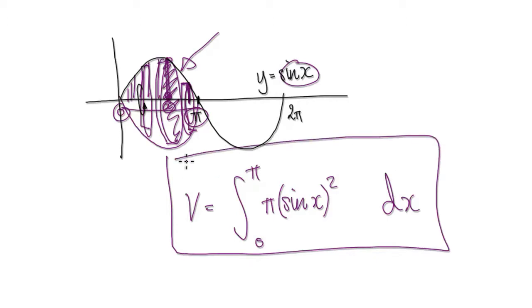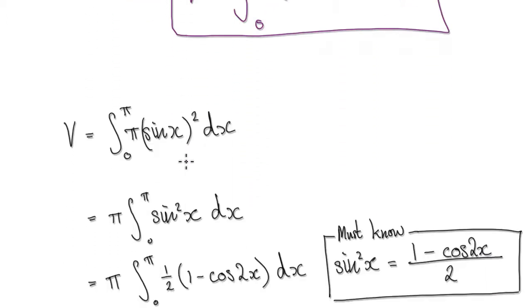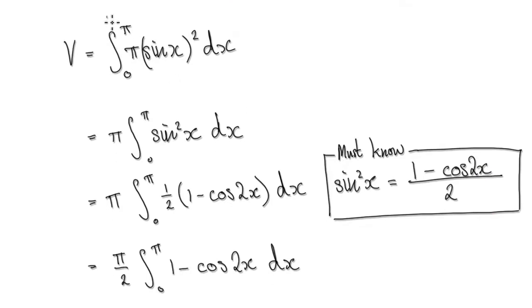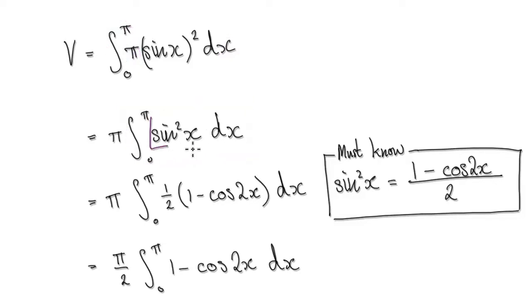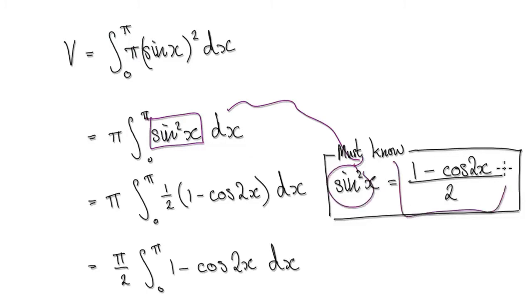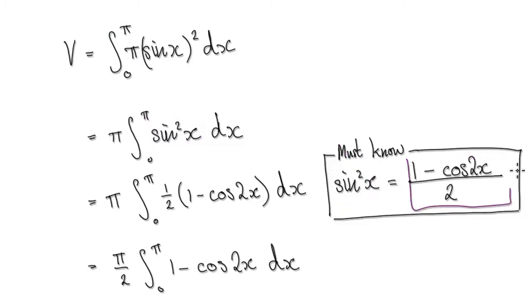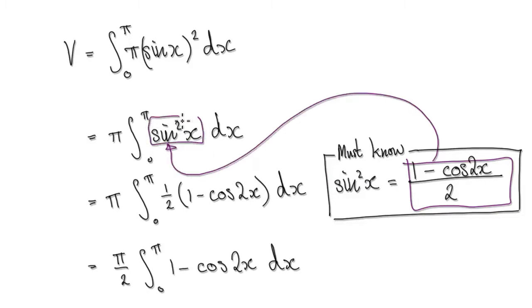So the volume is given by working out this integral from 0 to pi. Now you're integrating with respect to x. This pi here is just a constant, so drag the constant out of the integral and concentrate on integrating this. To integrate sine squared, you must know this by now. Sine squared is given by this. So let's replace this with sine squared and put that into here.